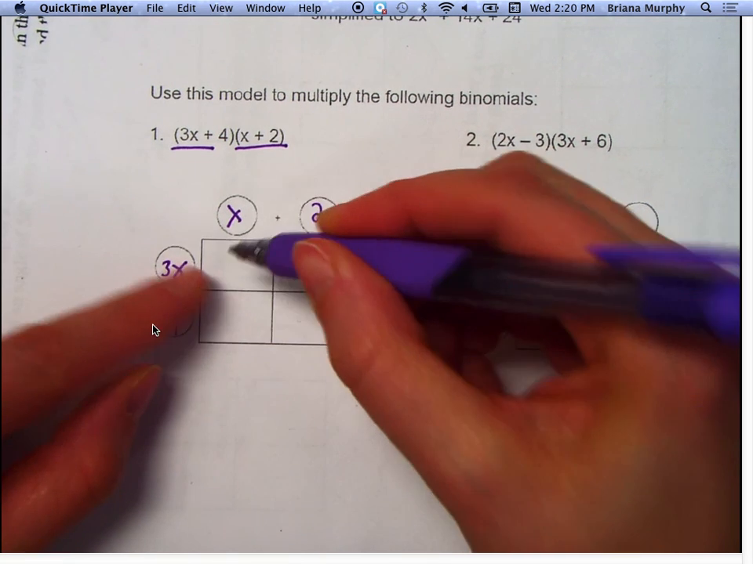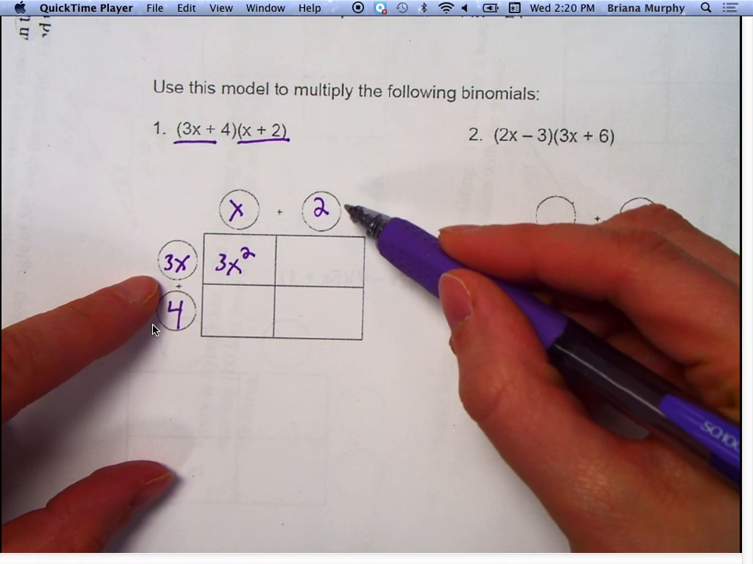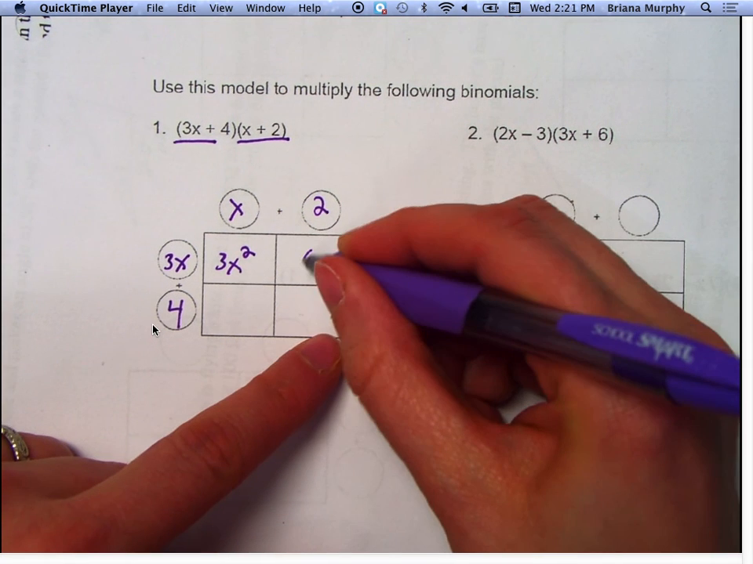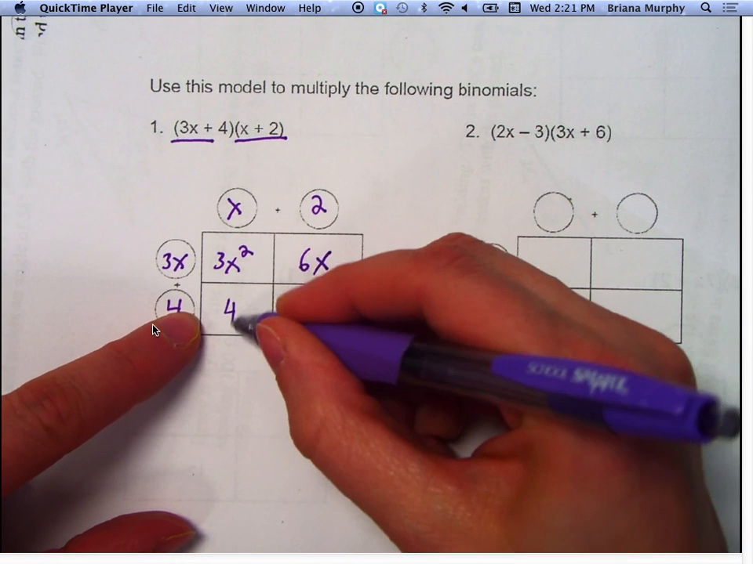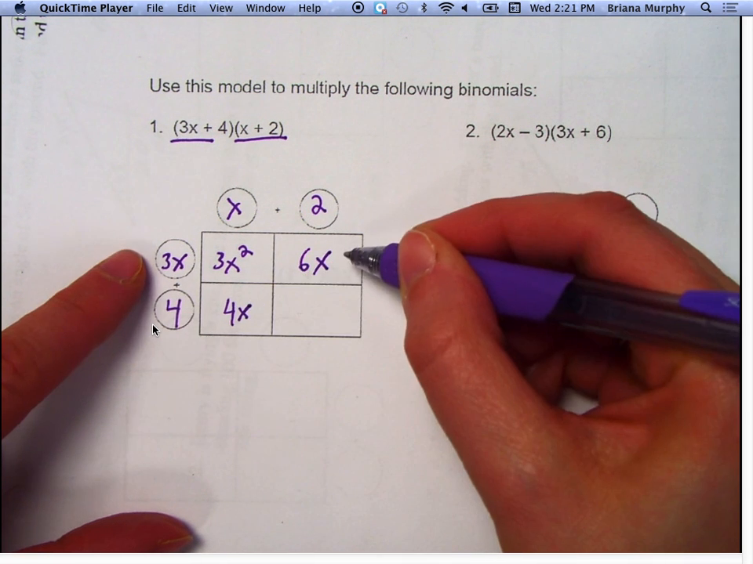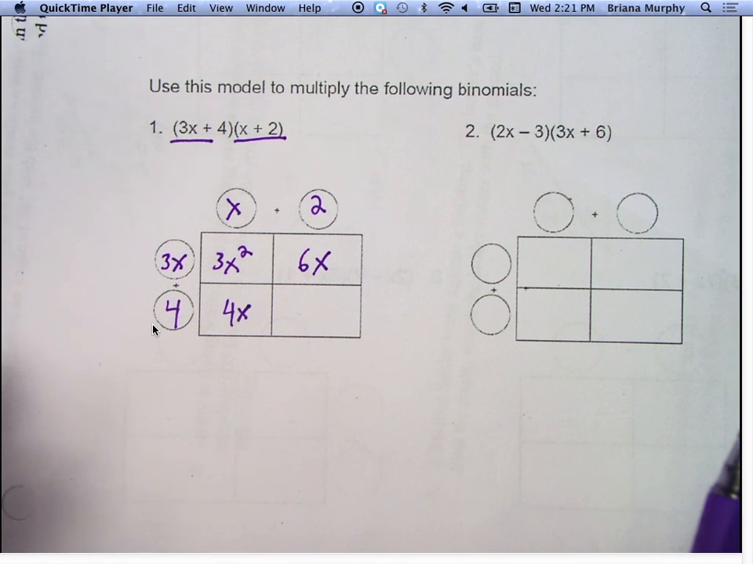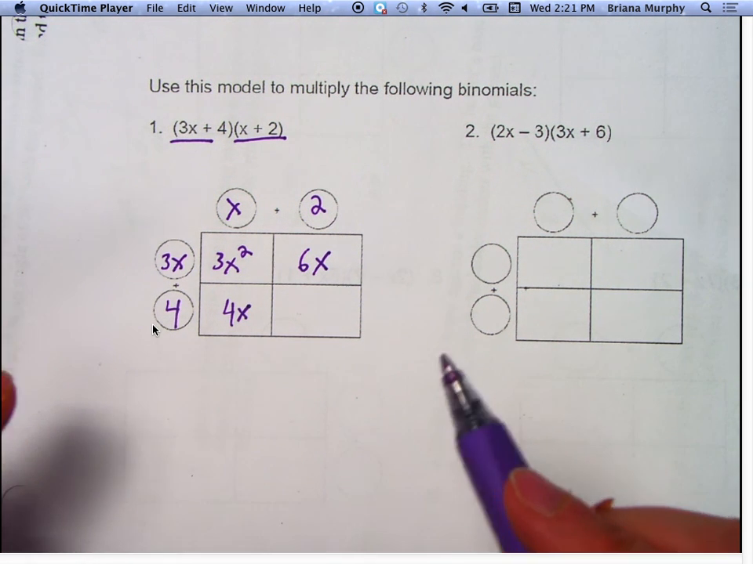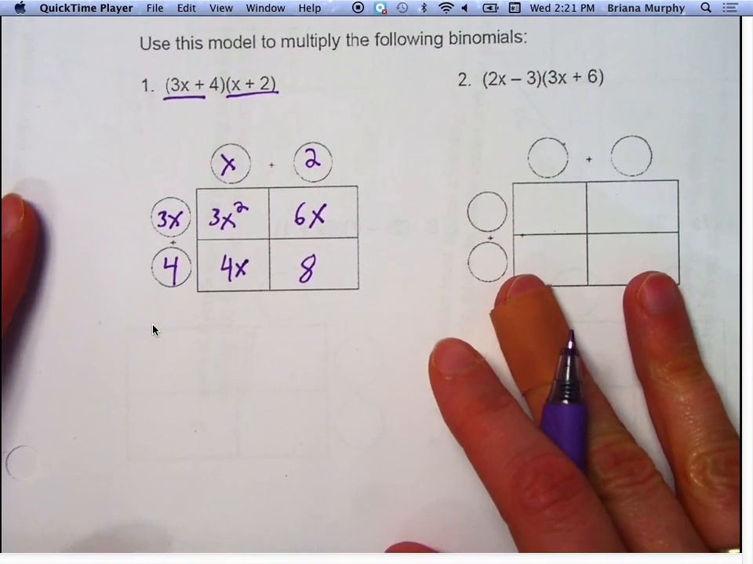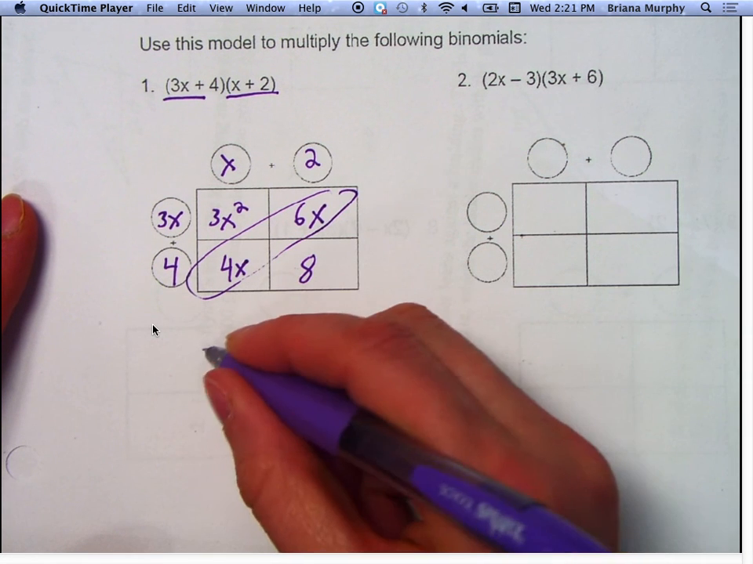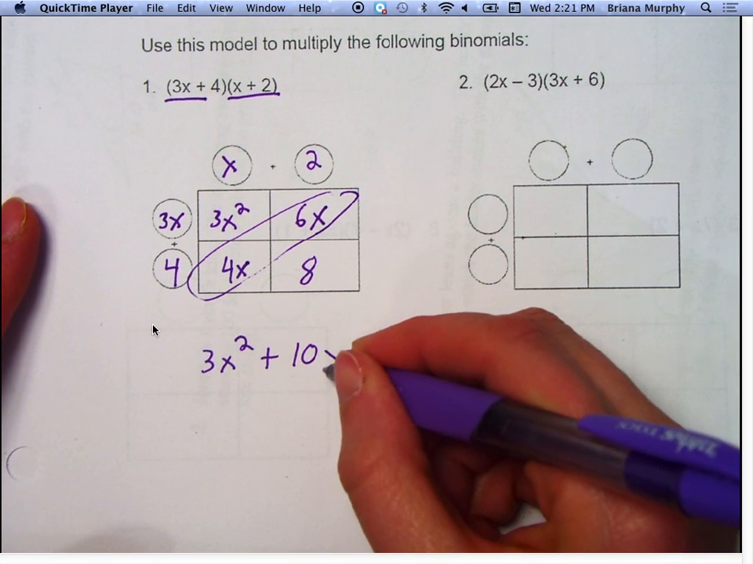3x times x is 3x squared. Because an x times an x is x squared, right? 3x times 2 is 6x. 4 times x is 4x. Why'd you write 3x squared? Because x times x is x squared. 4 times 2 is what? 8. Which ones are like terms? 4x and 6x. So I have 3x squared plus, what's 4 plus 6? Plus 8.